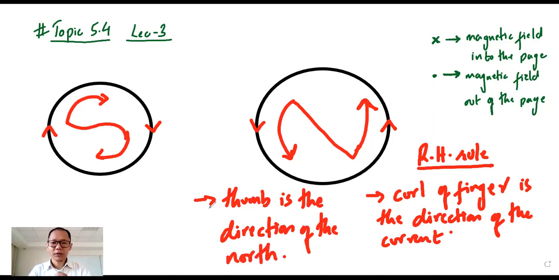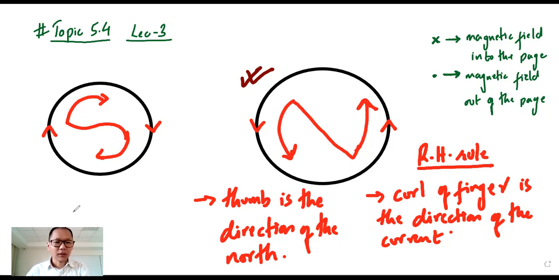So in this particular case here, the current is flowing anti-clockwise. So what I will do is curl my fingers in the direction of the current. It's anti-clockwise like this. You see the thumb is pointing outside, right? That means I'm looking at the north. So your thumb is basically the north direction.